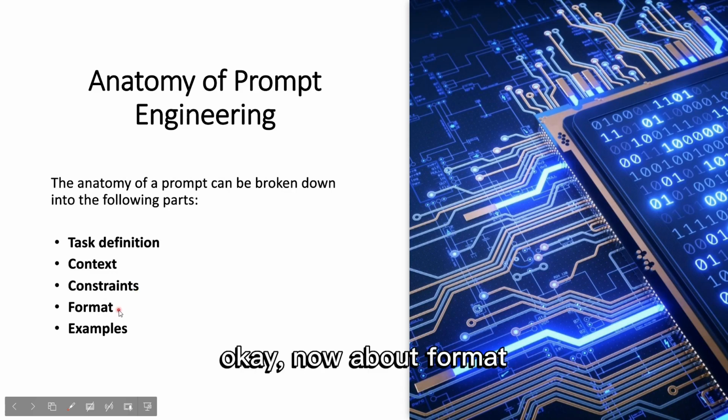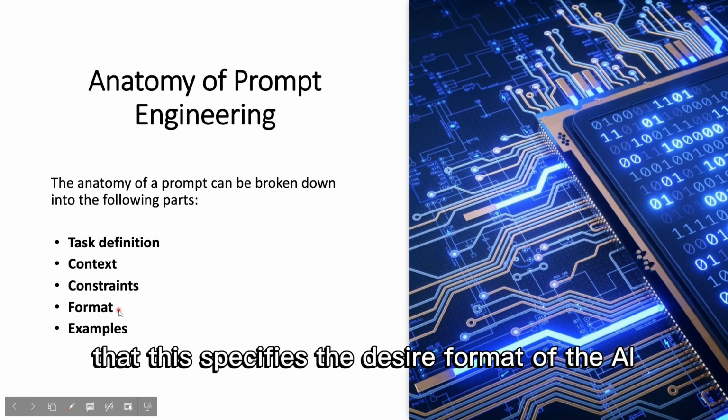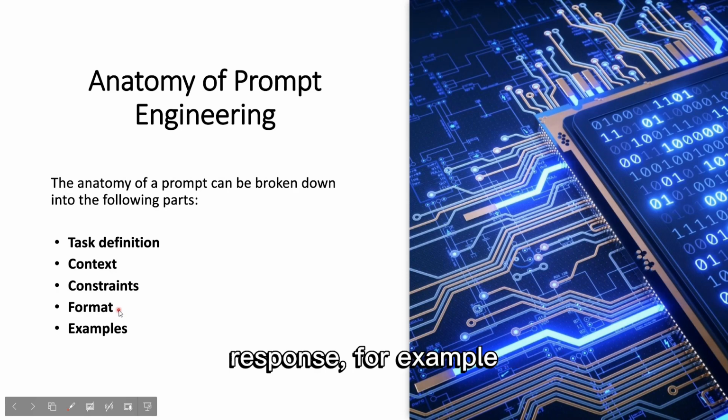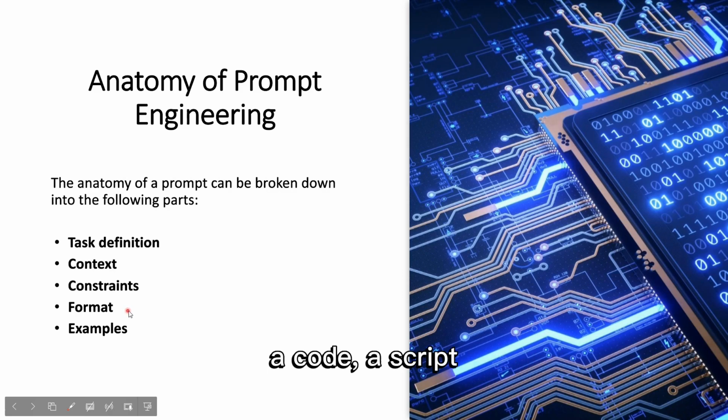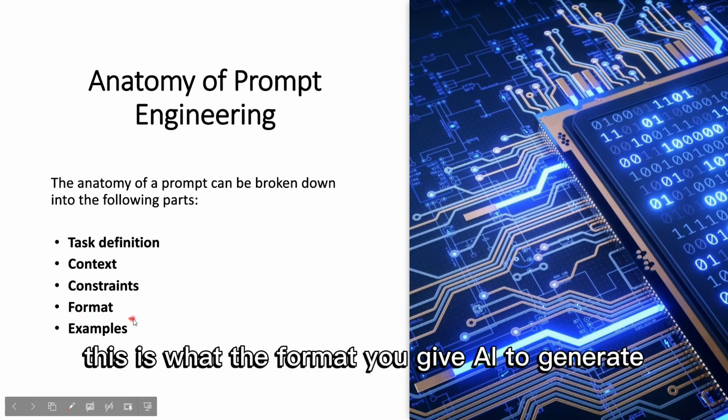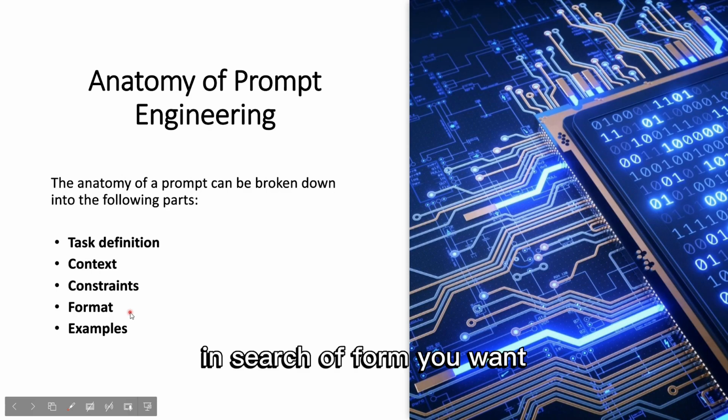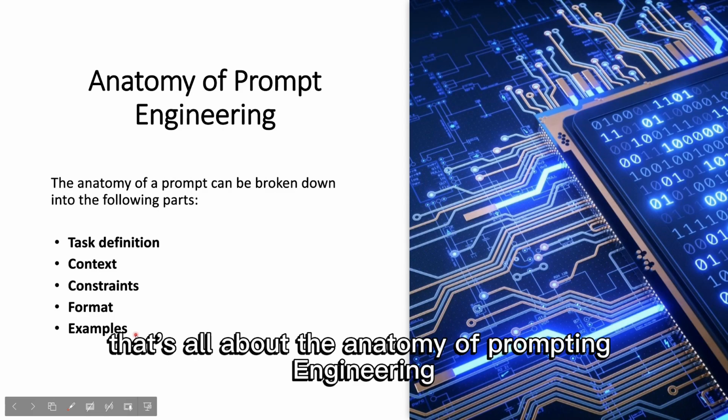Okay, about format. This specifies the desired format of the AI response. For example, you might want the AI to generate a poem, a code, a script. This is the format you give the AI to generate in the form you want. Next are examples. That's all about the anatomy of prompt engineering.